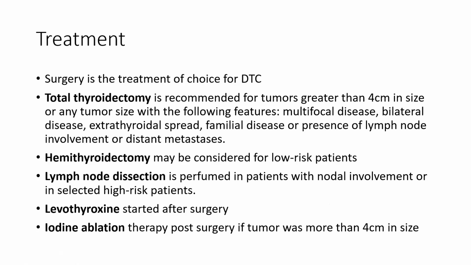Hemithyroidectomy may be considered in low risk patients. This might be a patient with a tumor size that is less than 4 centimeters, that is unilateral, with no extrathyroidal involvement, no lymph node involvement, and no distant mets. Then lymph node dissection is performed in patients with nodal involvement or in selected high-risk patients. So even in patients that do not have lymph node involvement but at high risk, such patients would also need lymph node dissection.